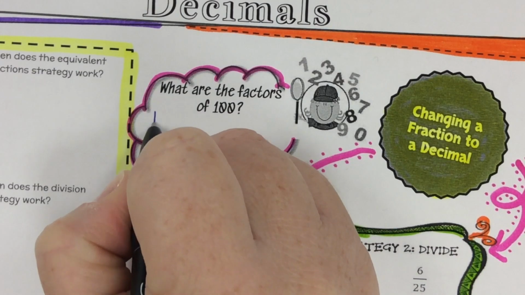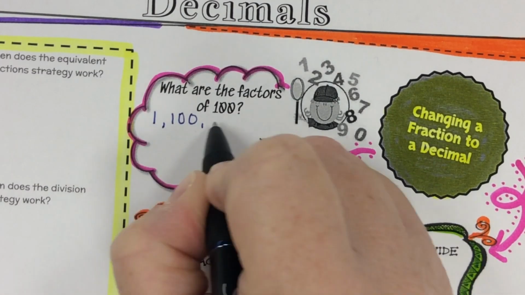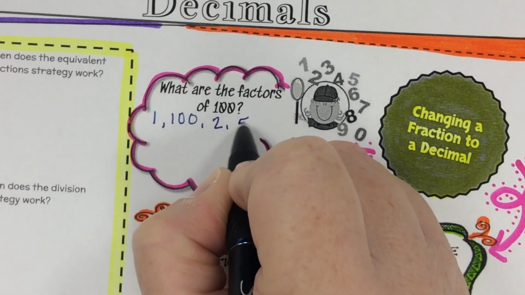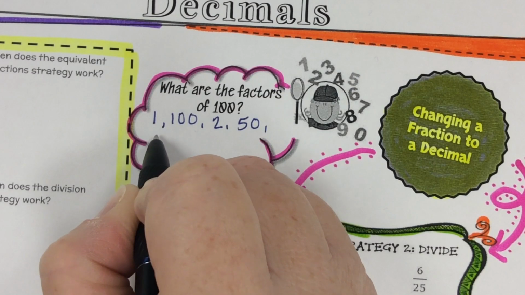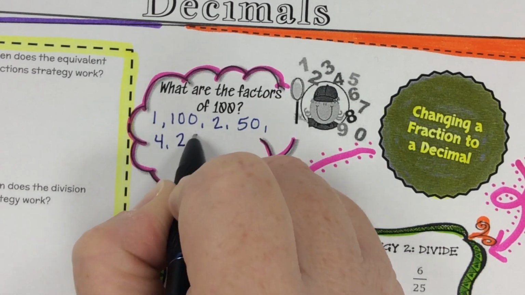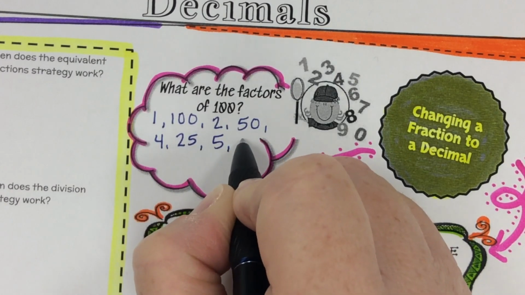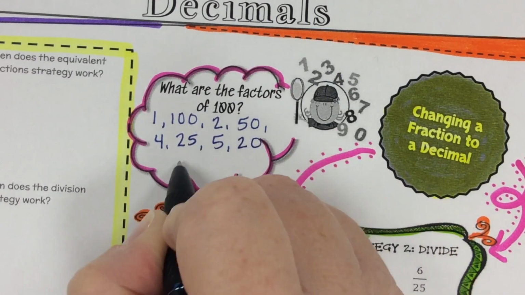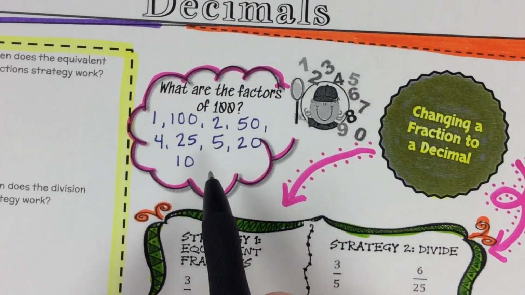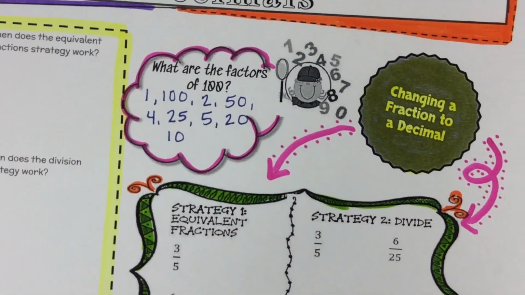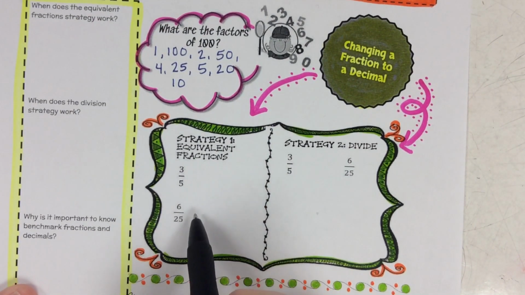So I'm going to say 1 and 100. 1 times 100. 2 times 50. 3 does not, so 4 times 25. And 5 times 20. And then 10 times 10. These are all the factors of 100, okay? Now, the reason we have those on there is because they're going to come in so handy right here, okay?